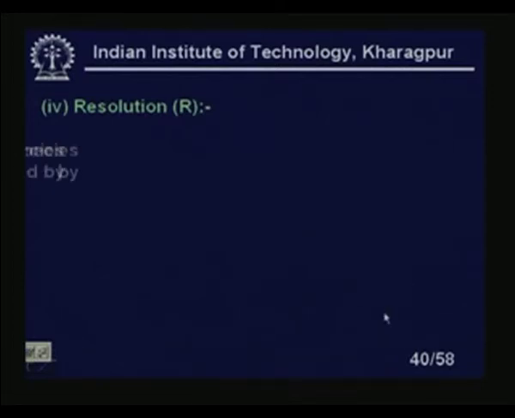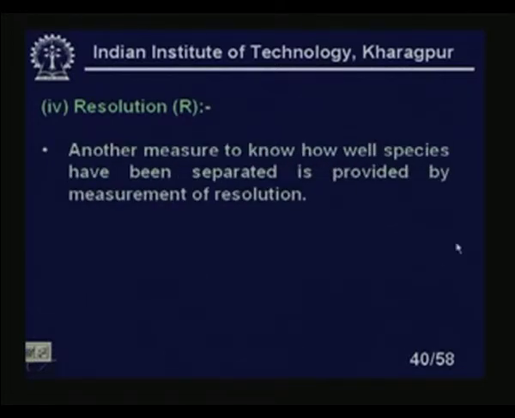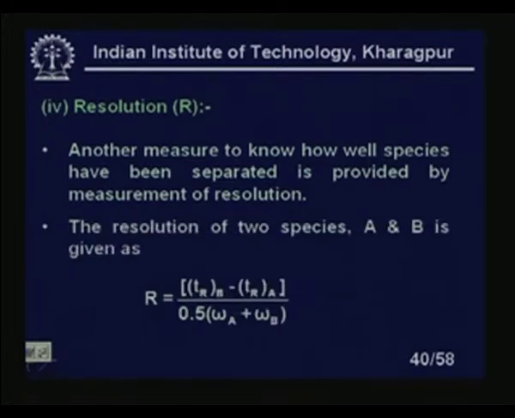Resolution is another important factor. Another measure to know how well the species have been separated is provided by the measurement of resolution. The resolution of the two species A and B is given by R equal to t_RB, the retention time of component B, minus t_RA, the retention time of component A, upon 0.5 times omega A plus omega B.